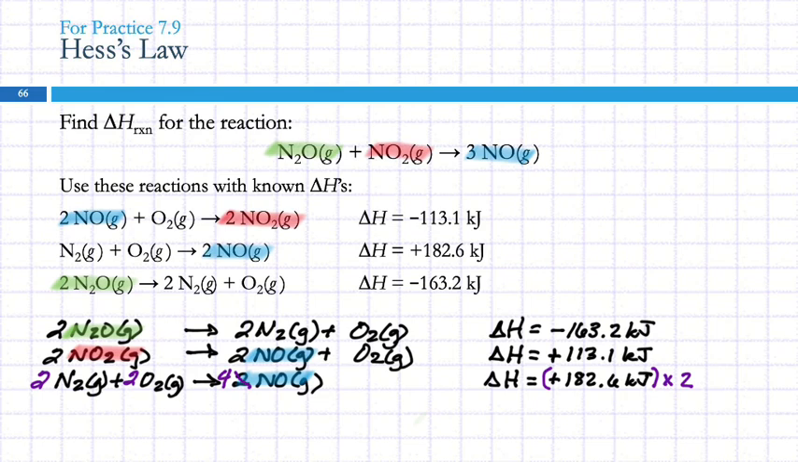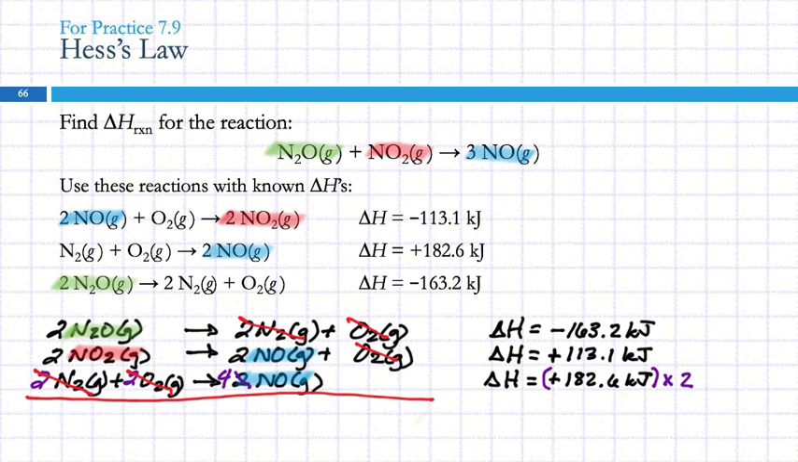So why did I do that? I did that so when I add these together, I have 2 nitrogens on the product side and 2 nitrogens on the reactant side. I have 2 oxygens and 2 oxygens. I can cancel out everybody that doesn't show up in the end equation. Okay?